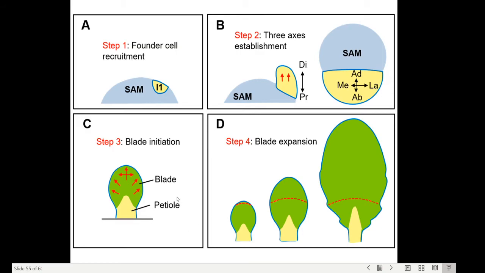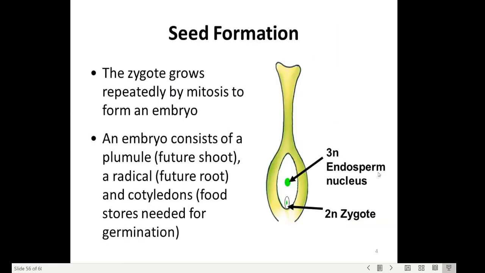After the blade initiation, we have the petiole and blade. After the blade, first blade expansion is here. In this portion the cells are allotted. We want to develop. Next step, the next blade, first blade, second blade, third blade, right? These are the steps. Then seed formation, this is the final step, seed formation and seed germination.